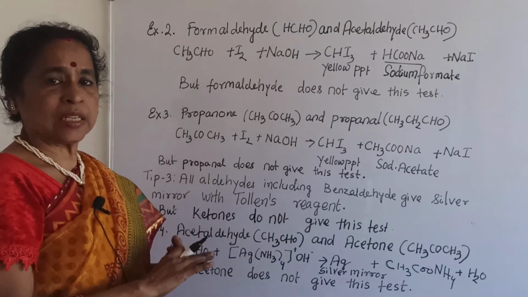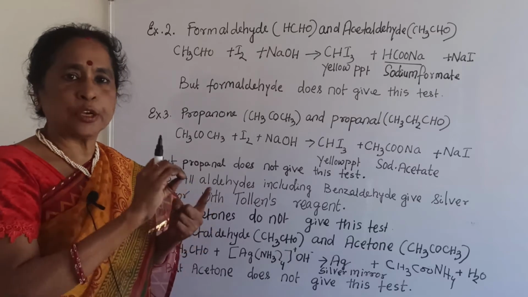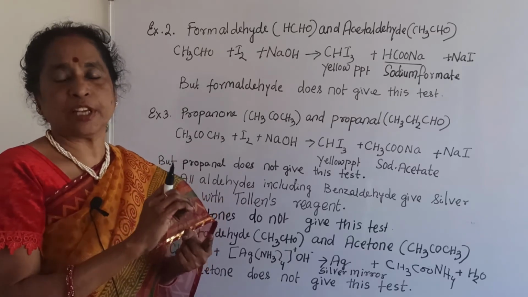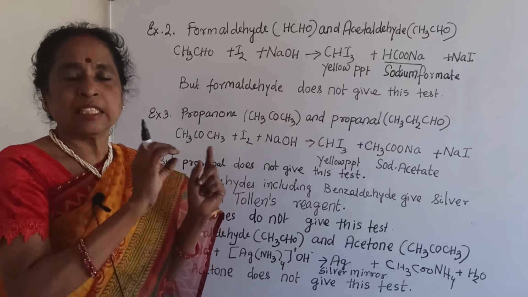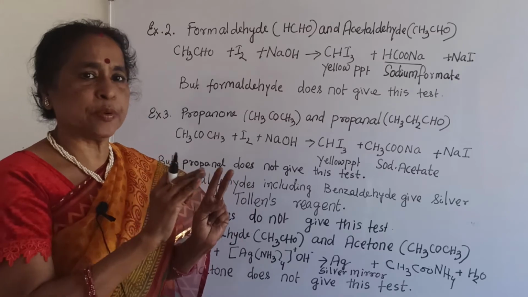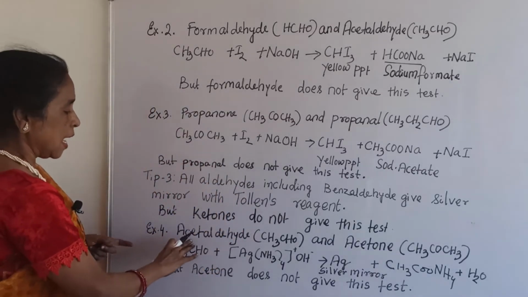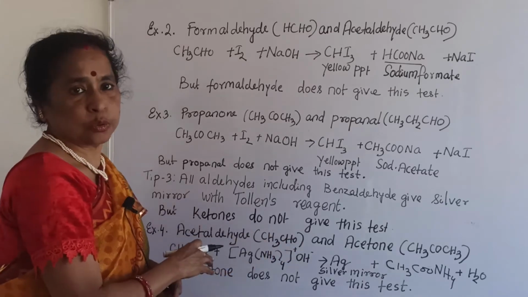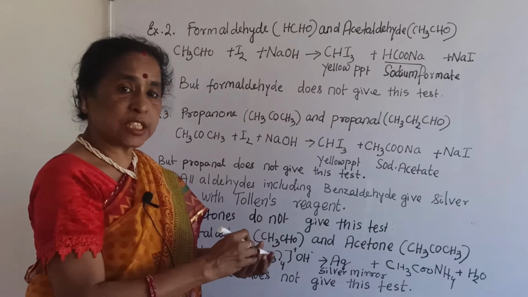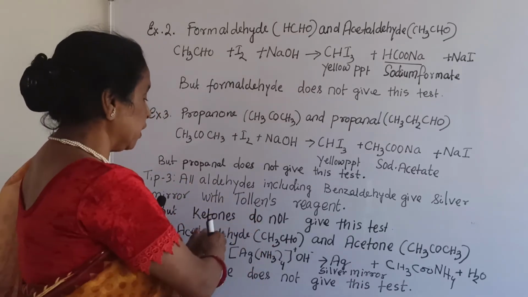Very important part. Here aldehyde will give silver mirror test, whereas ketones will never react with Tollens reagent and give a silver mirror test. That means this is the main important part. How can you distinguish between aldehyde and ketone? Now example 4. Acetaldehyde and acetone. Acetaldehyde CH3CHO and acetone CH3COCH3.